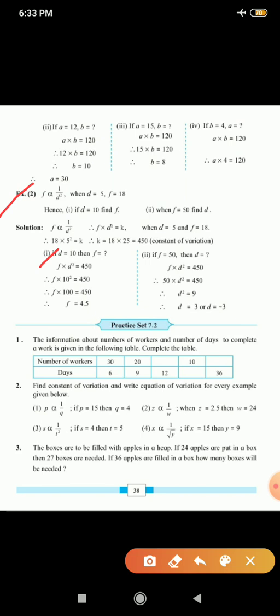Now second case. If f is equal to 50, then find d. F into d square is equal to 450. Therefore, 50 into d square is equal to 450. So d square is equal to 450 upon 50.